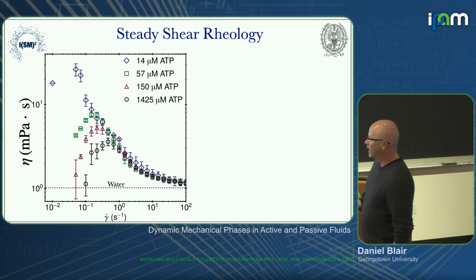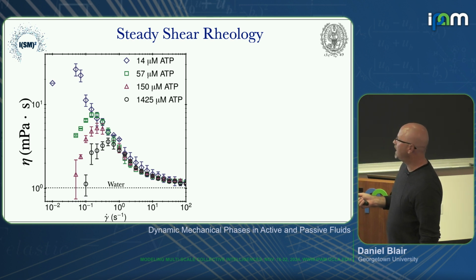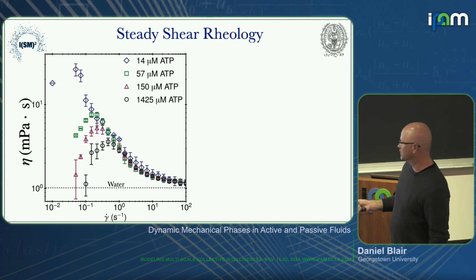So, all right, punchline. If you change the ATP concentration from 14 micromolar to 1,400 micromolar, so that's 1,000 times, or I'm sorry, 2 orders of magnitude, I get these sorts of curves for the viscosity. So again, this is water. This is the viscosity of water. This is just barely above water. It's dilute brain water is what we call it in the lab.